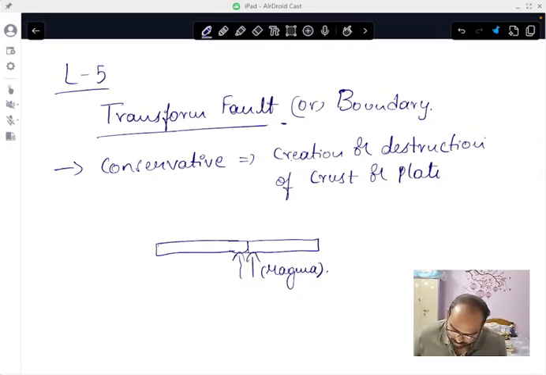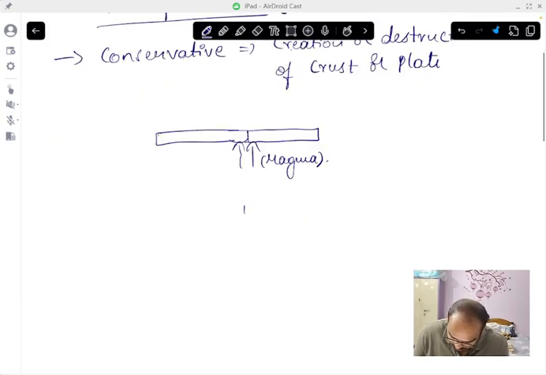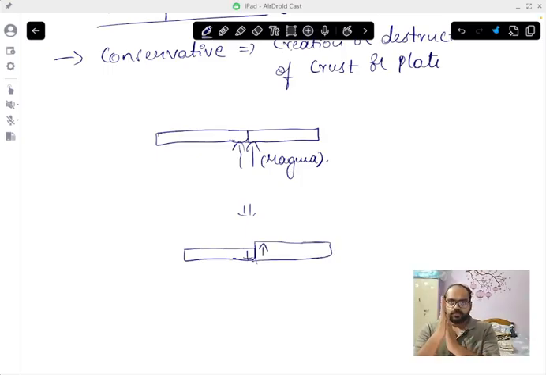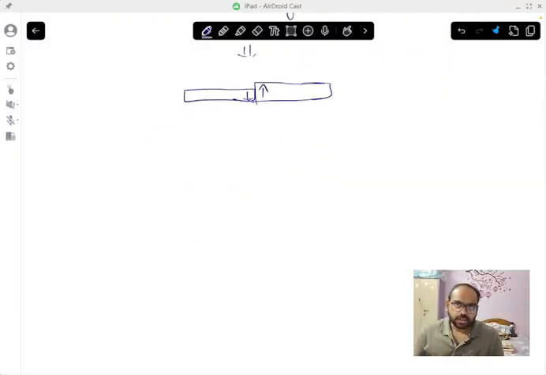That means what happens? One will go down and the other will come up like this. This is the initial position. Due to continuous hitting in a transform fault, there is a strike and slip movement. Strike and slip, thus striking of the magma and slipping of the plates. That's all, nothing else happens during a transform boundary movement. We can observe earthquakes in a transform fault.